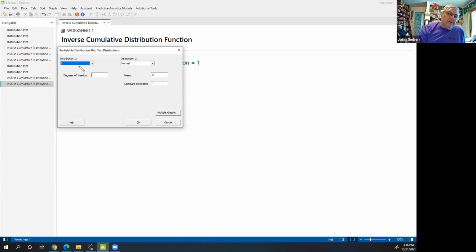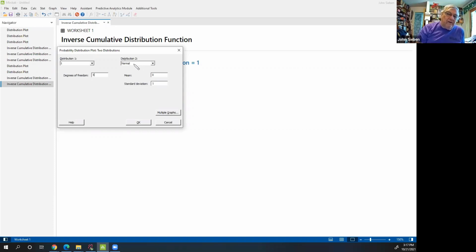Now, Minitab doesn't know which t I mean until I tell it a number of degrees of freedom. That will uniquely identify the t distribution we're talking about. And let's just start out by saying 5 degrees of freedom. And the second distribution, I want that to be a normal.